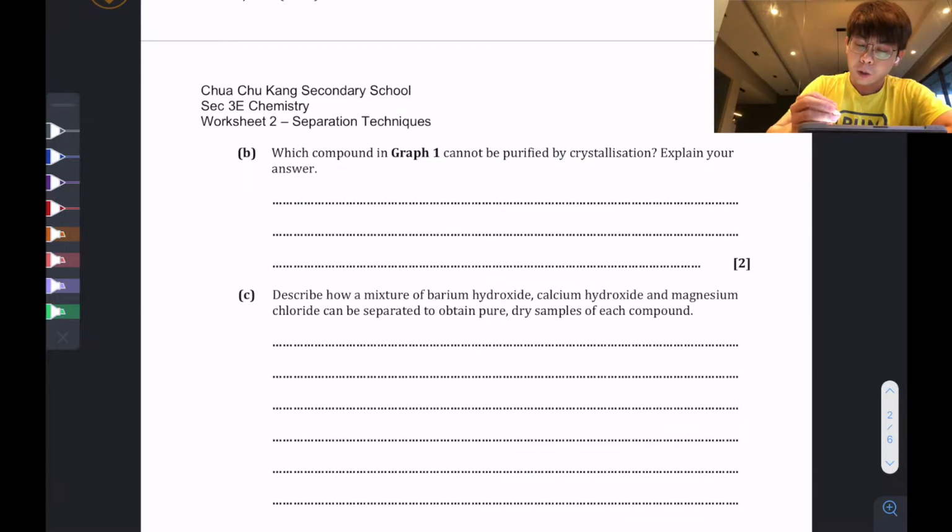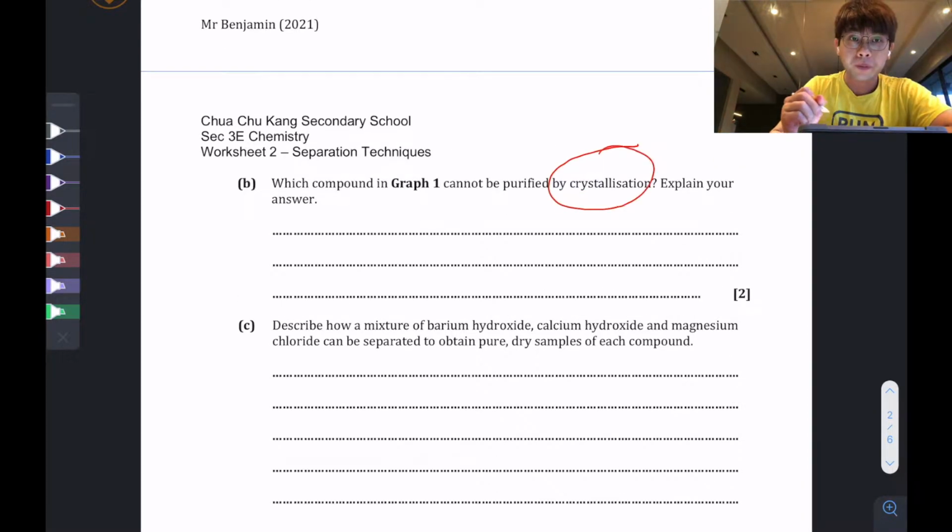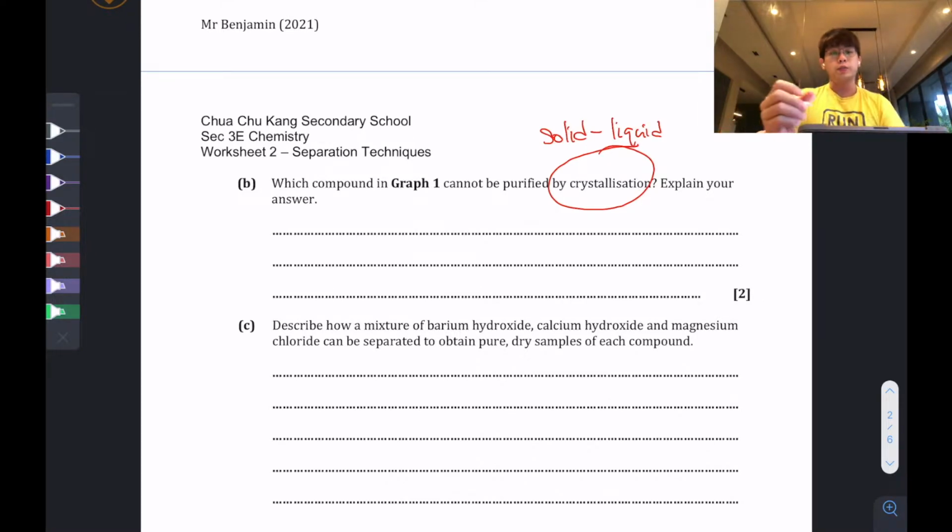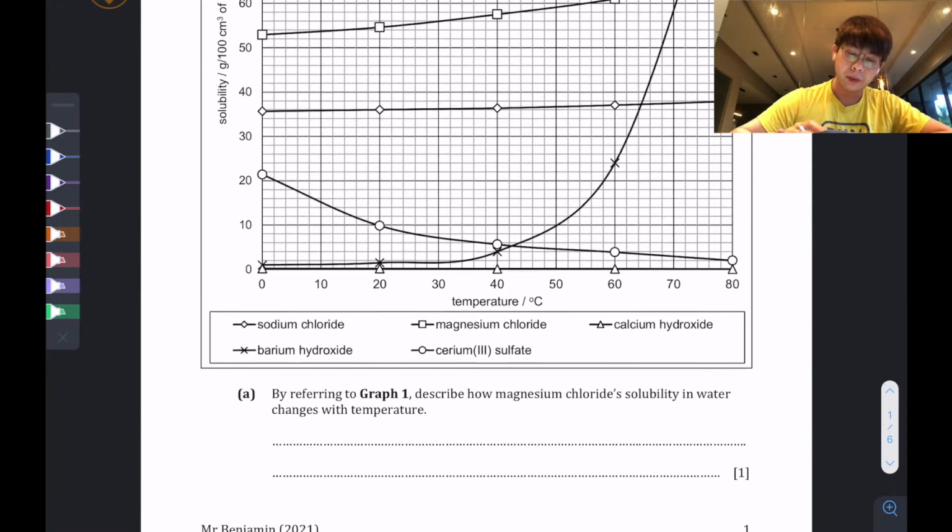So first, we need to think crystallization. What type of substances can be purified by crystallization? Crystallization can only separate solid-liquid mixtures. That means the solid needs to be soluble as well, a soluble solid-liquid mixture. Only then can crystallization happen. Okay, that's one. So let's look at graph 1.